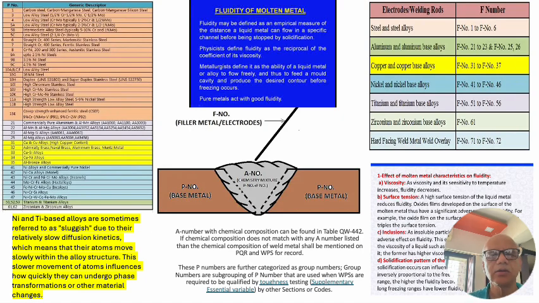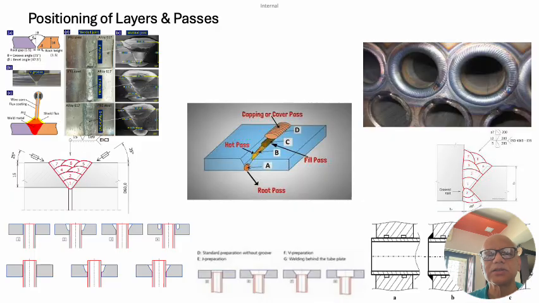Now, looking at the earlier slide of the various types and understanding of this filler metal, let's go to the next slide where we'll be talking about positioning of layers and passes. The positioning of layers and passes is, as you see here in the first center, that we have a hot pass, the root run as we call it, and then we have the fill passes, and after a number of fill passes we have the capping or the covering layer.